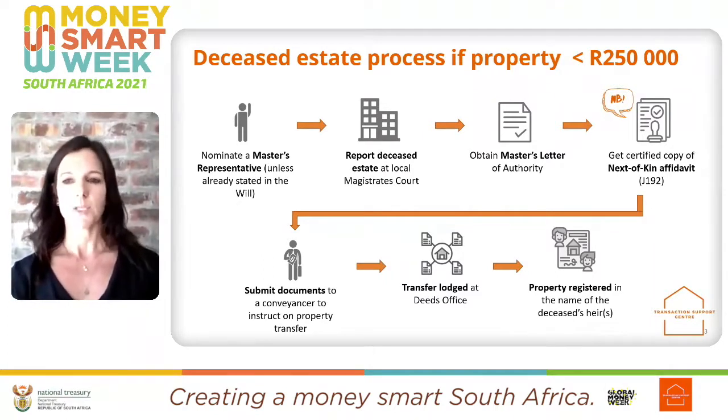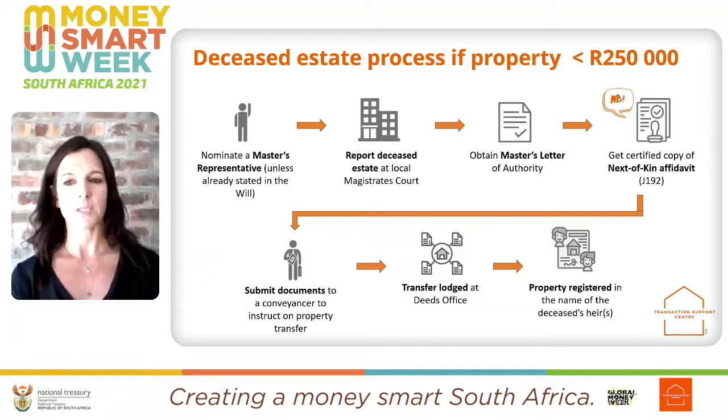A very important document is what is called the next of kin affidavit, also known in the master's office as a J192. This is a document that is completed by the family when they are reporting the estate. And in this document, you are required to stipulate all the family members of the deceased. This can be the wife or husband, if there is one, children, parents, etc.